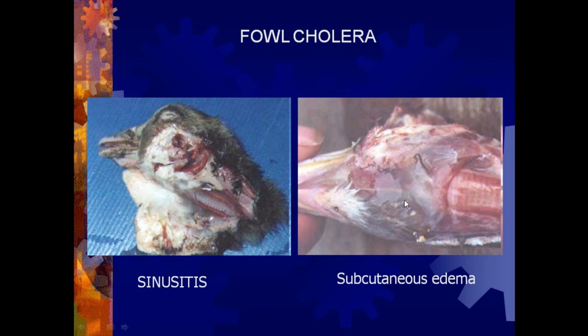Okay, this one occurs in chicken, and this one is in ducks, I think, with extensive sinusitis here, and also subcutaneous edema in the case of chronic pasteurellosis. Okay, you can see there is fluid accumulation just under the skin.